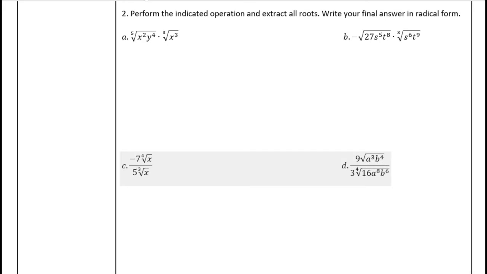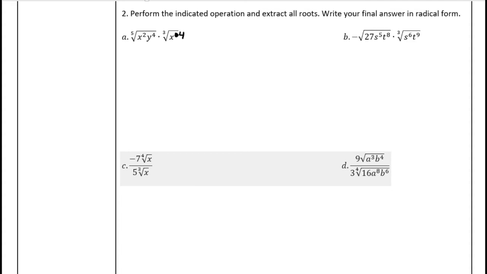All right, so we're going to do part A. Please note that this here should be a 4th power, not a 3rd power. That was a typo. Now we're going to proceed with the problem. The first step is to multiply any coefficients in front of the radicals. In this case, there are no numbers in front of the radicals, so we can skip that step.